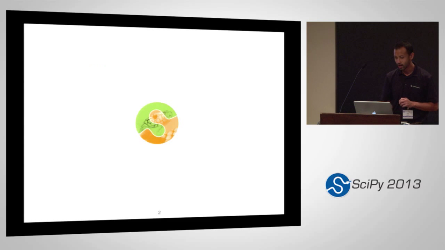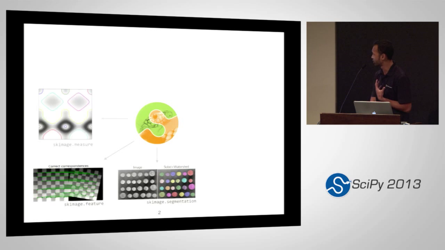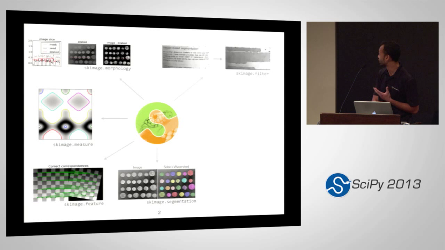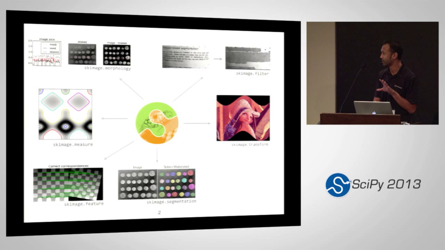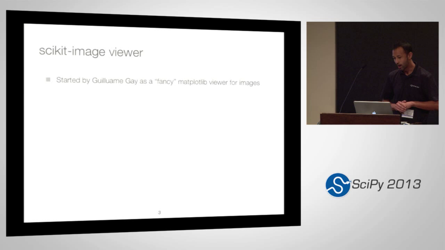All right, so I am Tony Yu. I am a software developer at Enthought and a core developer of Scikit Image, and I'm going to talk about an interactive viewer for Scikit Image. The viewer itself is just a really, really small part of Scikit Image. This package actually has sub-packages for segmentation, for feature detection, measuring contours on an image, morphological functions, a lot more than I can talk about in 5 minutes. So I'm just going to focus on one small piece that I've been working on.